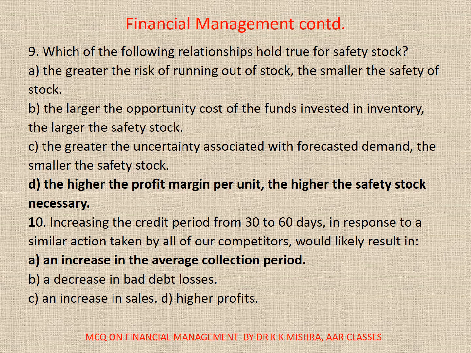10. Increasing the credit period from 30 to 60 days in response to a similar action taken by all competitors would likely result in A. An increase in the average collection period, B. A decrease in bad debt losses, C. An increase in sales, or D. Higher profits. The correct option is A. An increase in the average collection period.